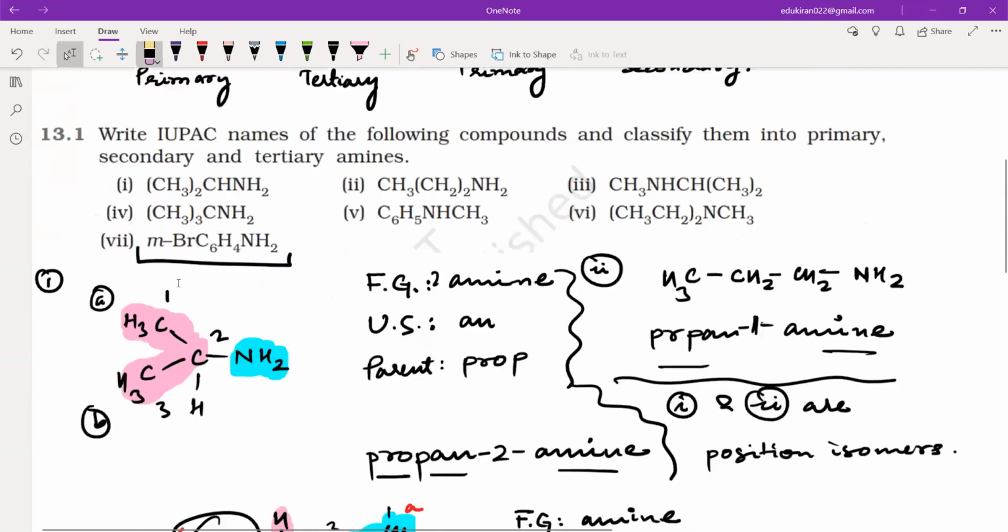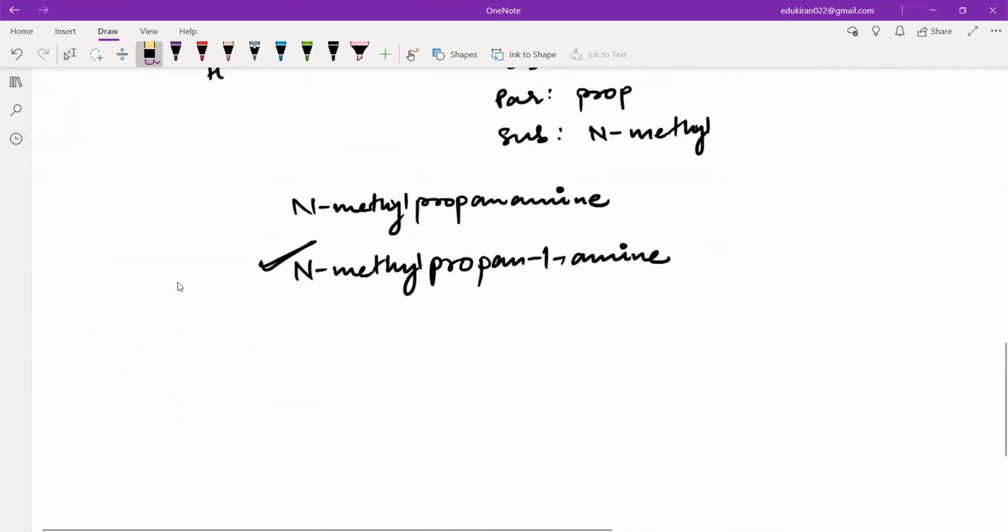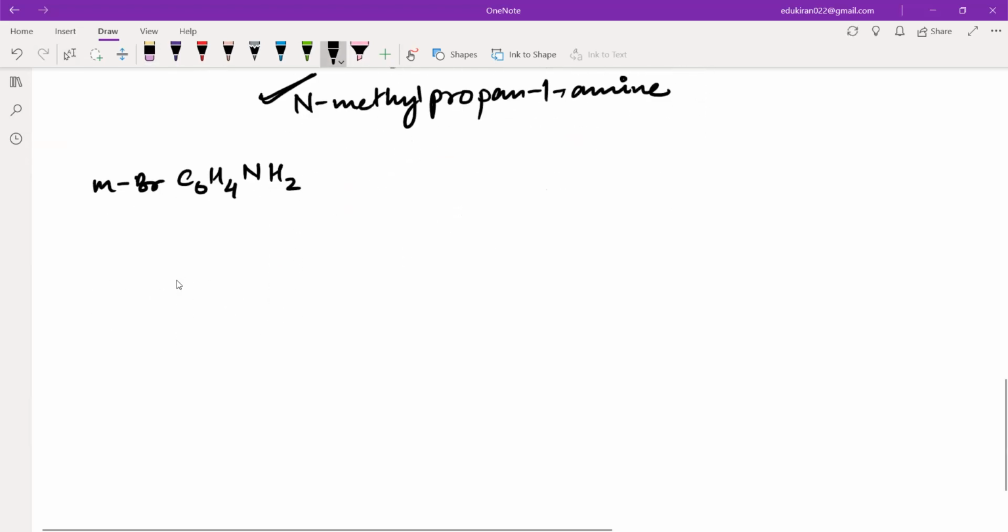Okay. So let us try this: m-BrC6H4NH2. First of all, we have to draw the structure. So C6H4 will be a benzene ring. It has an NH2 group attached to it, and it also has a Br group in the meta position. Yes or no? Correct, guys?